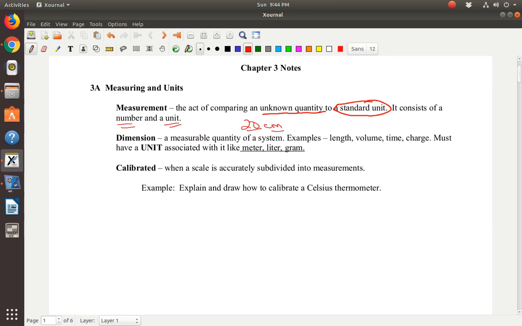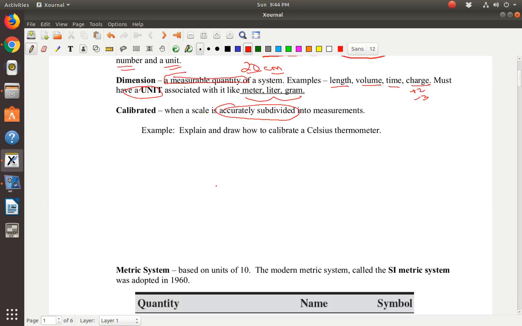And a dimension is a measurable quantity. So a dimension is a measurable quantity of a system, like we can measure length or volume or time or the charge, like +2 or -3. It must have a unit associated with it, like meter or liter or gram. And you'll see those a lot in chemistry. Calibrated is when a scale is accurately subdivided, like your thermometer. It's subdivided into measurements. And so we calibrate something to make sure those subdivisions are good.